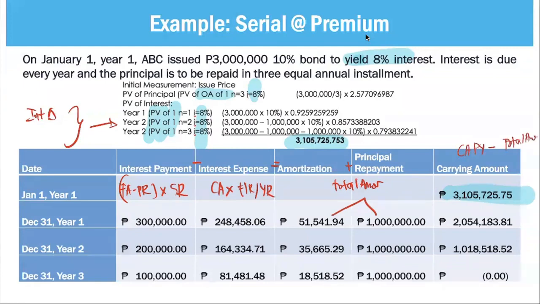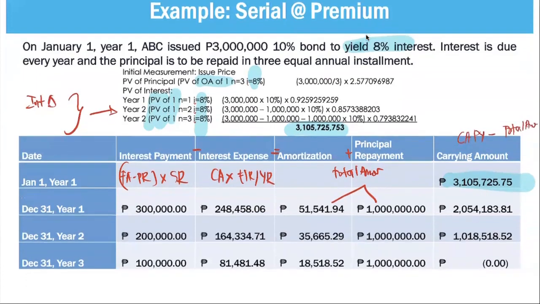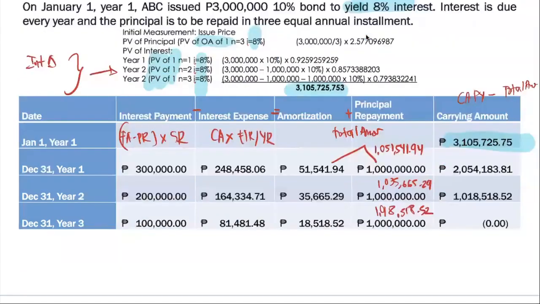Okay, so how much is the total amortization on year 1? Mas madali ito kasi mag-add lang tayo, di ba? 1,051,541.94. Ito naman, 1,035,665.29. Last one, 1,018,518.52.